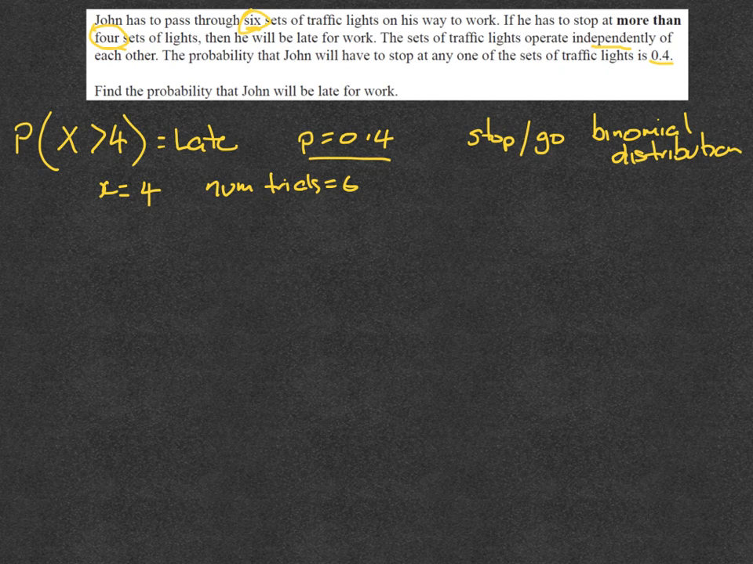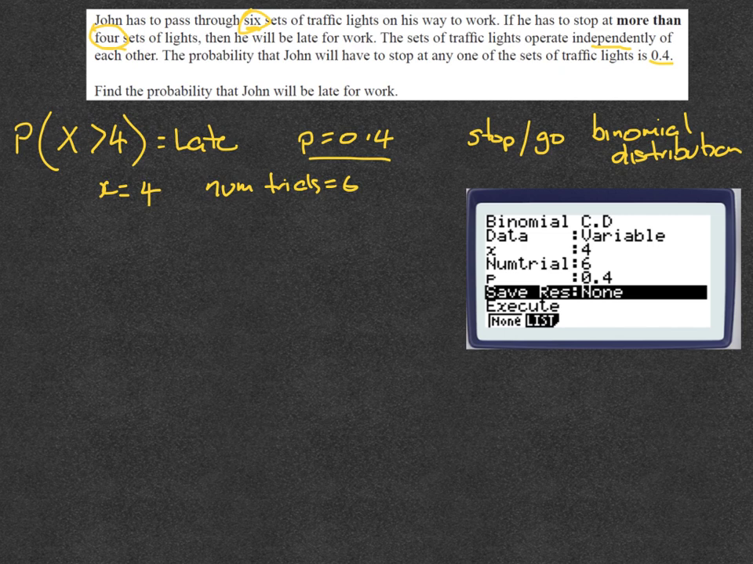So you're going to go onto your graphics calculator and you're going to bring up your binomial distribution, and once you get through to the binomial CD screen, you'll enter your data like this, and when you press execute, you'll find that the probability that x is less than or equal to 4, in this case here, is equal to 0.95904.